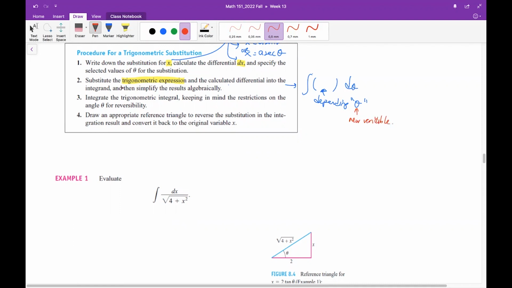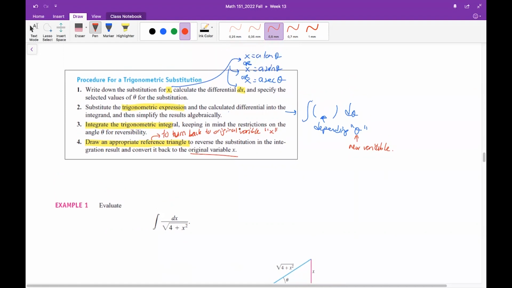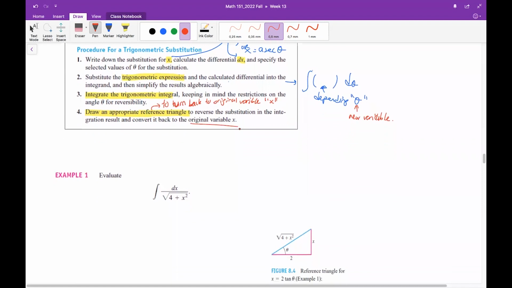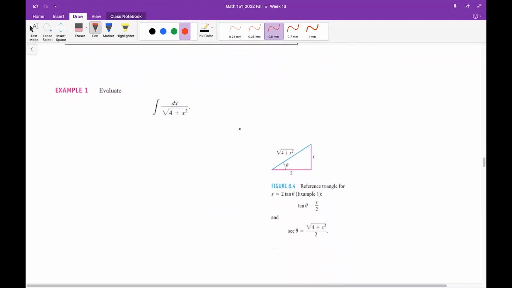After transforming your integral like this, you integrate it with respect to theta. Integrate the trigonometric integral, and then you draw your reference triangle. Why would you do that? To turn back to the original variable x. You need your reference triangle to write the result in terms of x. These are the summary of the steps. Let's follow these 4 steps in this example.